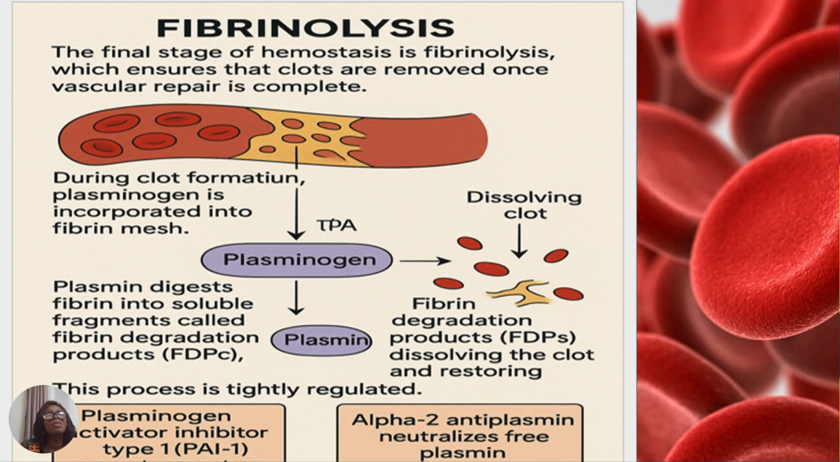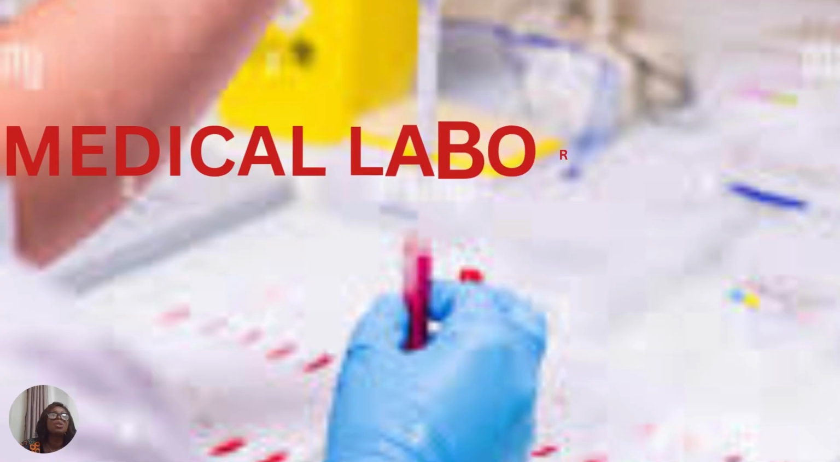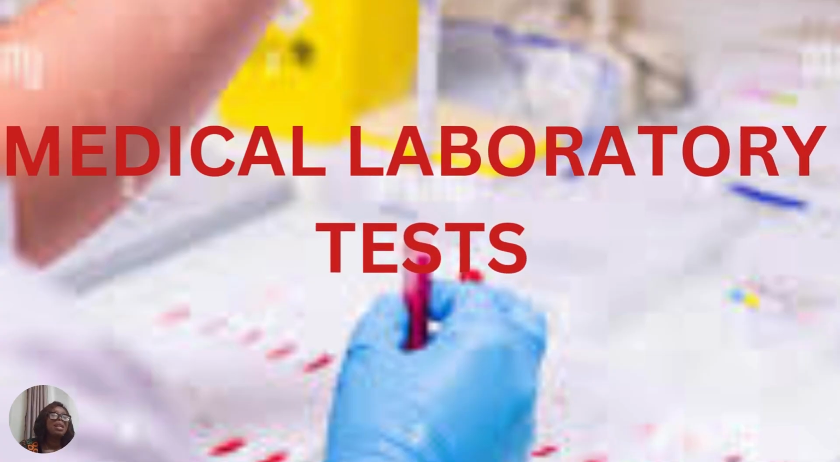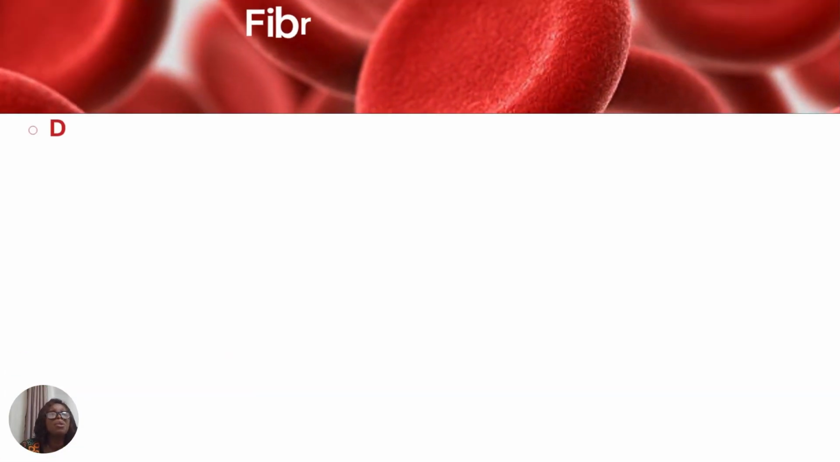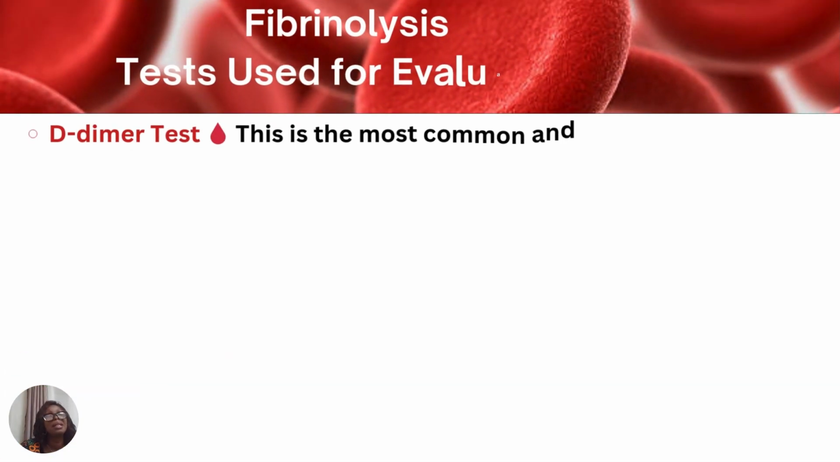And this process is tightly regulated by having inhibitors that inhibit the action of tissue plasminogen activator. Therefore, plasminogen activator inhibitor type 1 inhibits tissue plasminogen activator, while plasminogen activator inhibitor type 2 inhibits urokinase plasminogen activator. And then we have alpha-2 antiplasmin that neutralizes plasmin, thereby controlling the process, making it not to escalate to cause more injury. Now let's look at different medical tests that we can use to actually evaluate the process of fibrinolysis. The one among them is called D-dimer test.